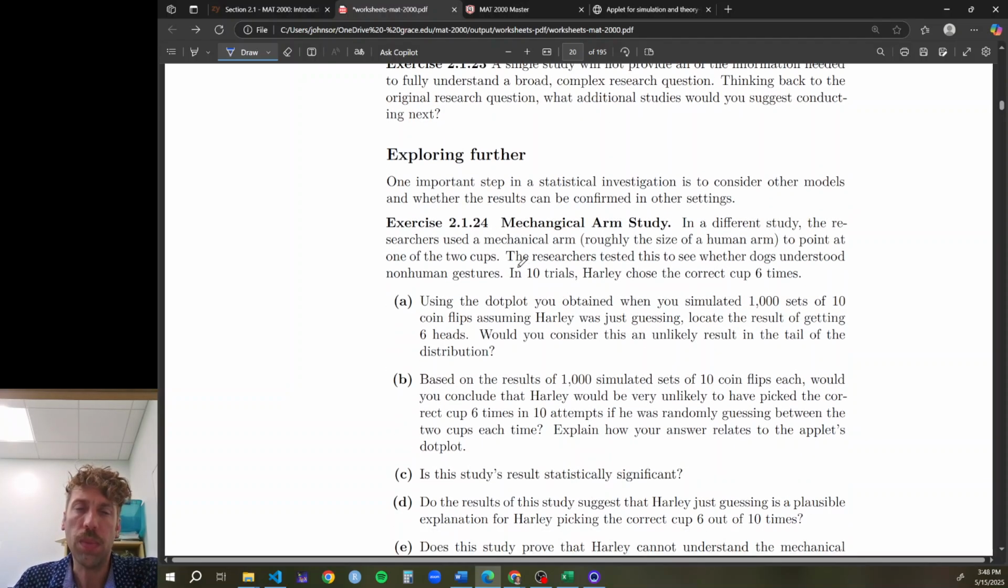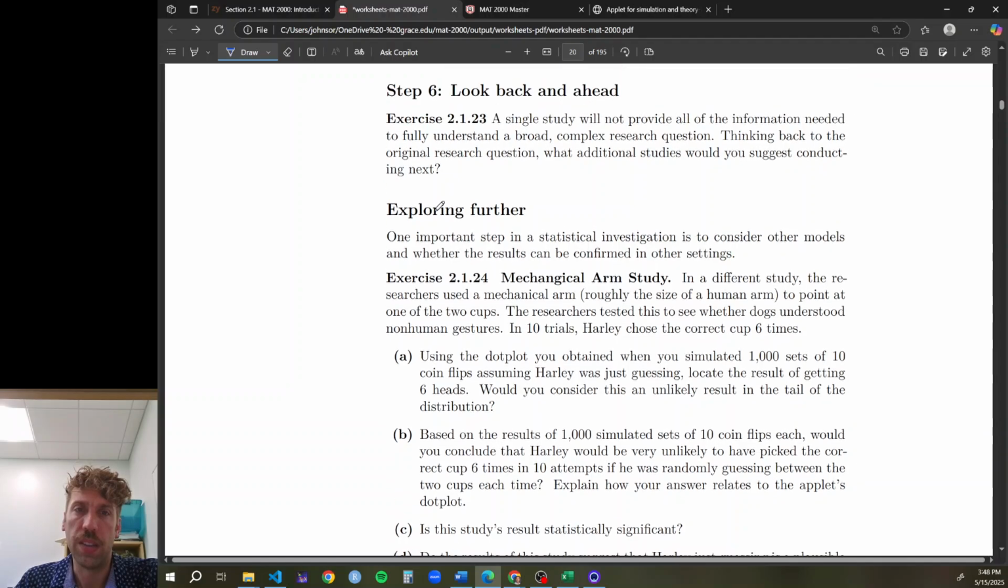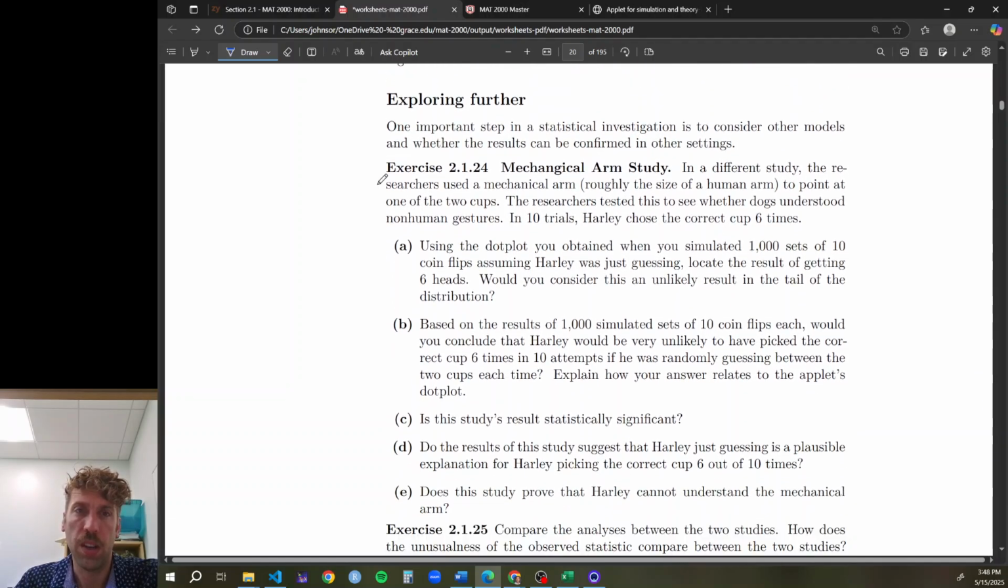Okay, so then exploring further is generally step 6. And so then here we have one important step, which is to consider other models and what can be confirmed in other settings. So what if we do basically the same experiment, but instead of a person, we have a mechanical arm. Okay, so if we have a mechanical arm, and say Harley does that one, and Harley gets it correct 6 out of 10 times with the mechanical arm.